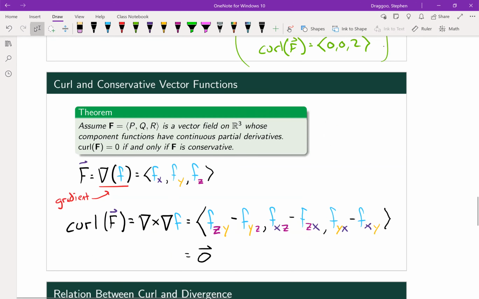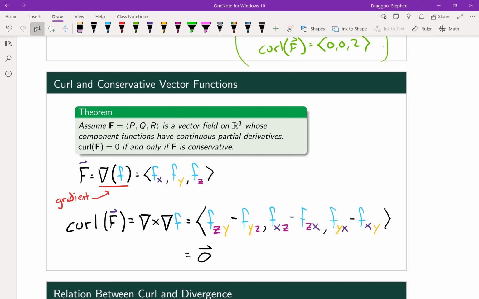All right, next, let's relate the curl to conservative vector functions. So assuming that we have some vector field f in R3, and its component functions have continuous partial derivatives, then we can say that the curl of that vector field is going to be 0 if and only if that vector field itself is a conservative vector field.